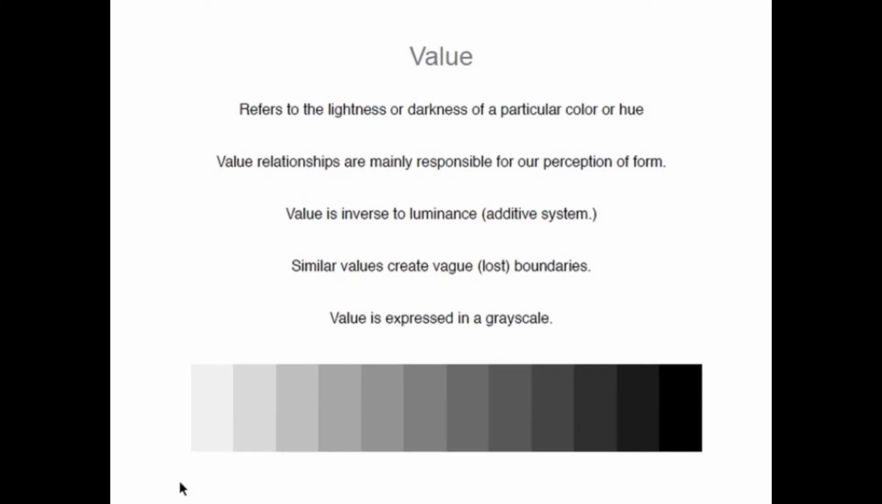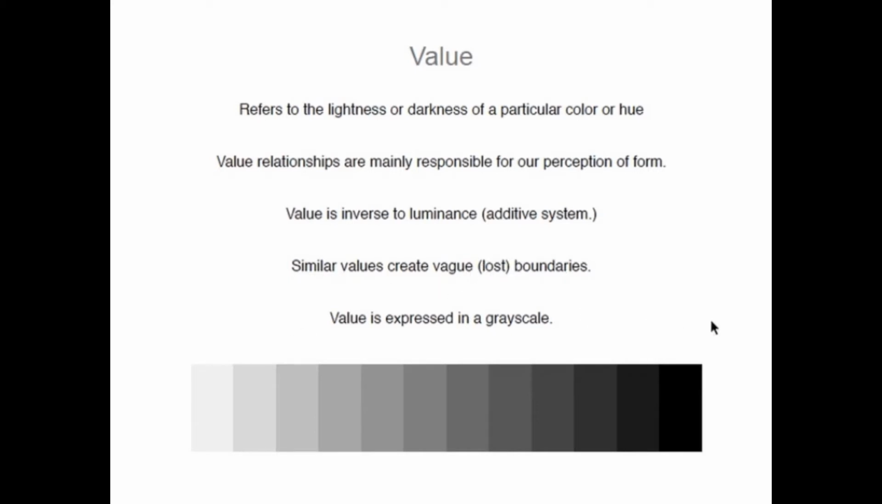When you have values that are similar, so you have two different colors, whether they're bright, dull, or equal brightness or equal neutrality, side by side, if they're the same value or close to it, you're not going to be able to perceive the boundaries of those shapes as easily. When you have similar values, you get vague or what's known as lost boundaries.